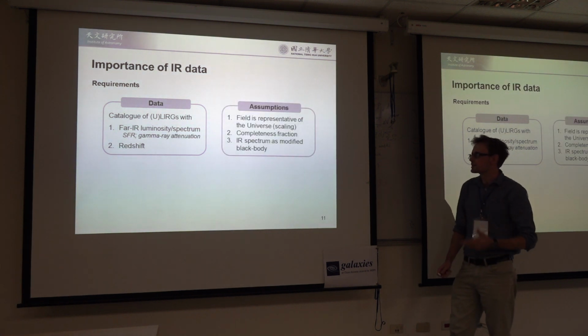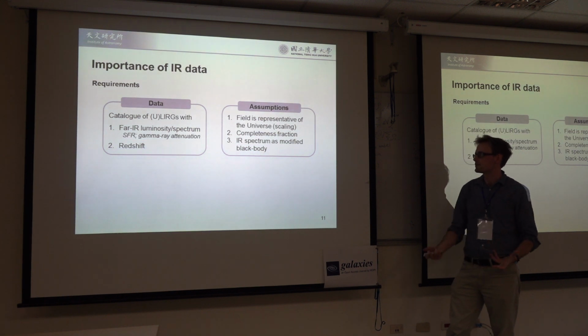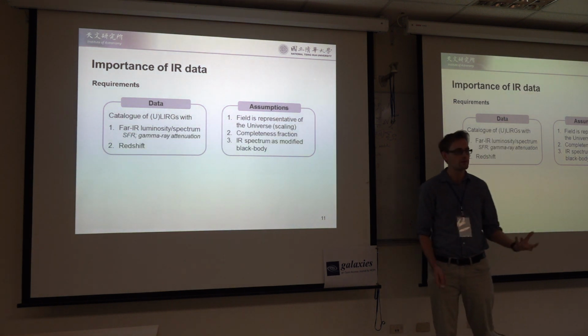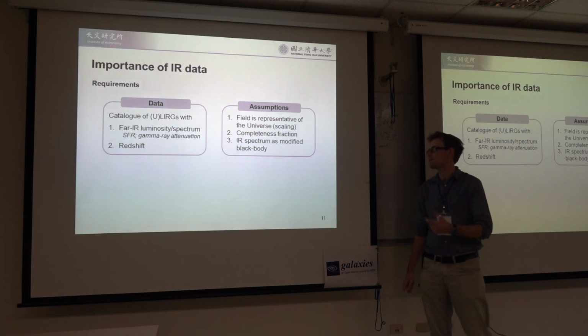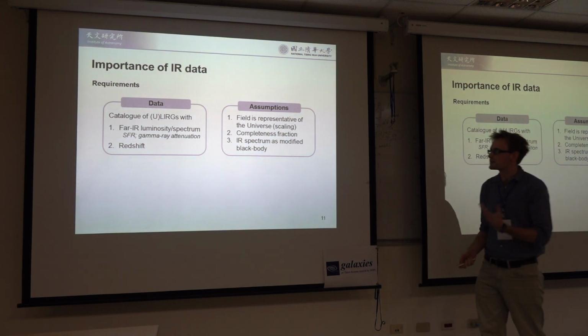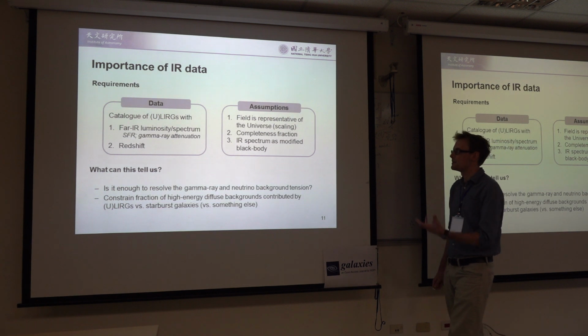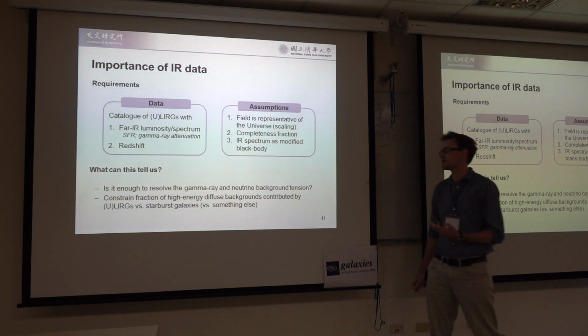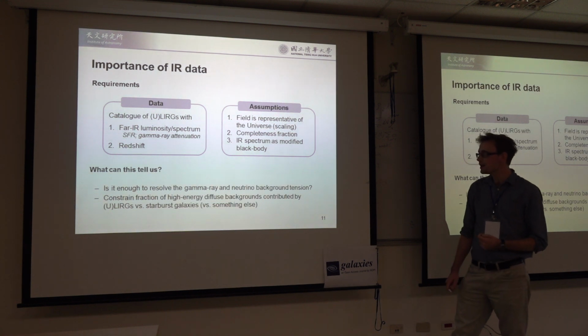And then we can make a number of assumptions: that the field we're looking in is representative of the universe, some assumption about the completeness fraction of the population, and that the infrared spectrum emitted from these galaxies can be modeled as a modified black body. And this allows us to compute the gamma ray emission as well as calculating the inferred star formation rate, the neutrino emission. And what can this tell us?